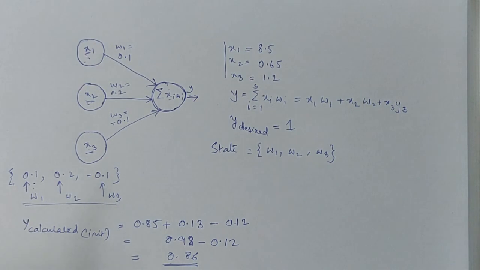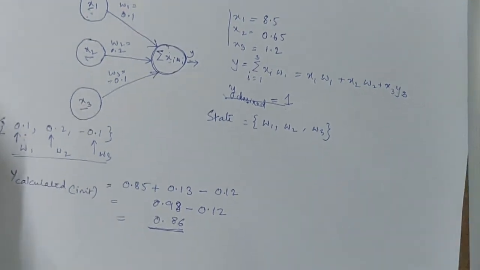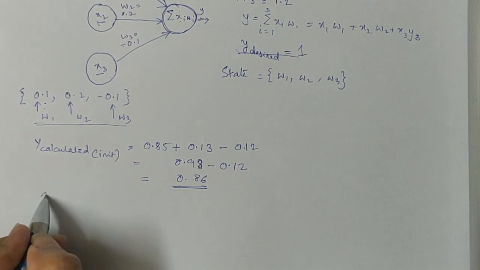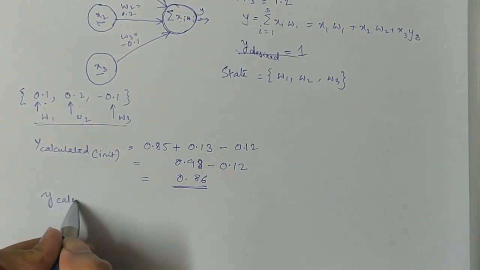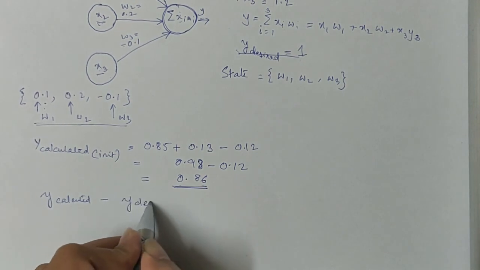But what is our y desired? My y desired is 1, as I have seen here. So there is a gap between my y calculated and y desired. What do I call this gap? I call this gap the error. Okay, so there will be a gap between y calculated and y desired.